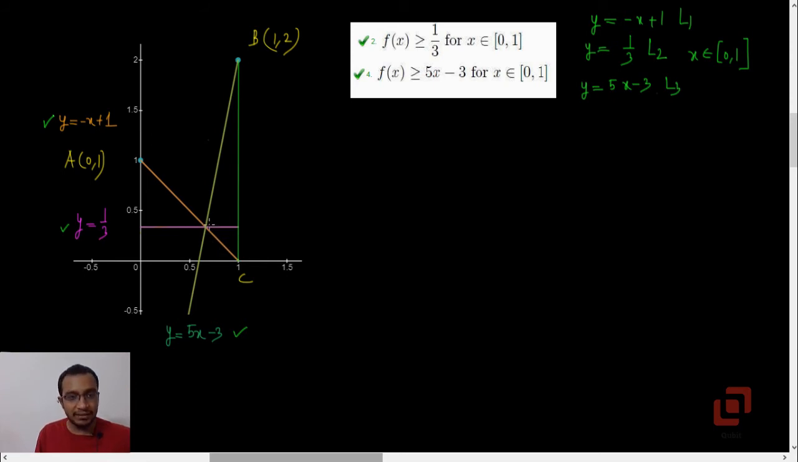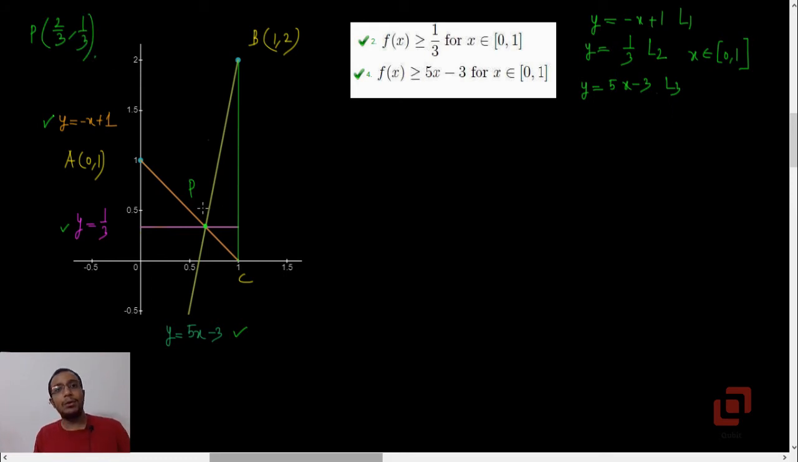You can very easily see that the point of concurrence is this particular point. Let us call it P. Its y coordinate is 1 upon 3, so its x coordinate will be 2 by 3. So the coordinates of P are 2 by 3 comma 1 by 3.